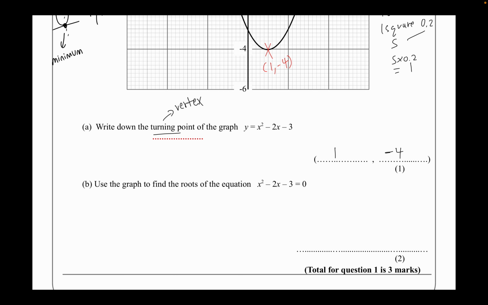Now, use the graph to find the roots of the equation. Now, remember, roots of the equation, these mean the solutions. They're talking about the solutions of the equations. Usually, these are the values for x, which we have to find. Now, there are 2 ways of finding this.